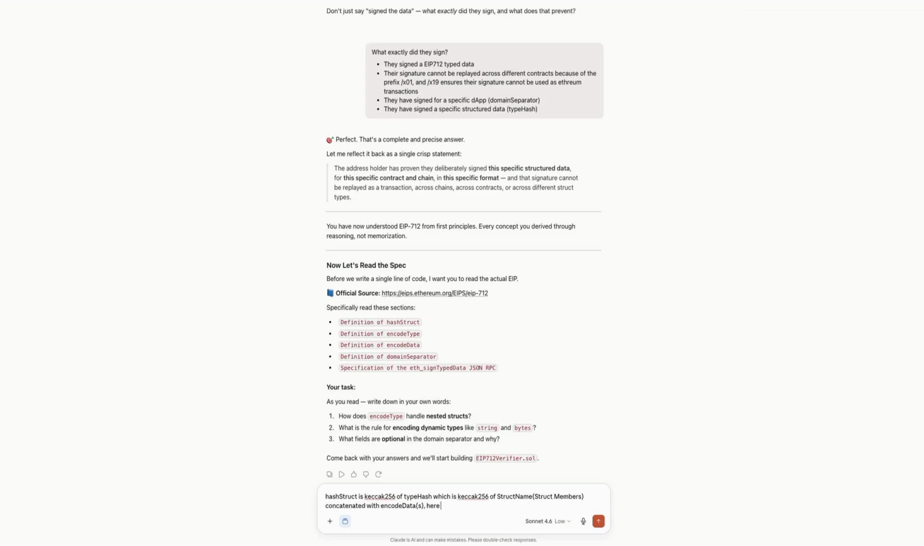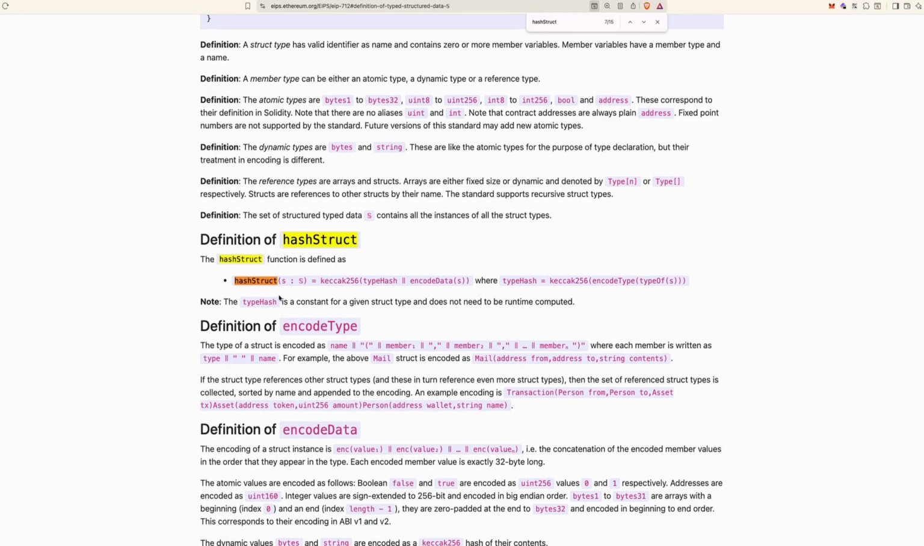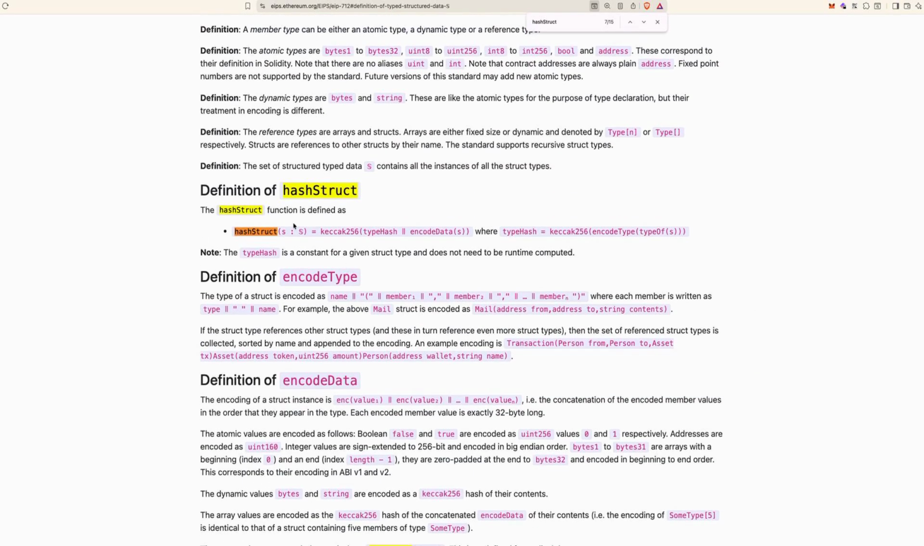Here s is the struct data. No, I don't know what s is. Let us check what s is. Here the typeHash is a constant for a given struct type and does not need to be runtime computed. Okay, got it.